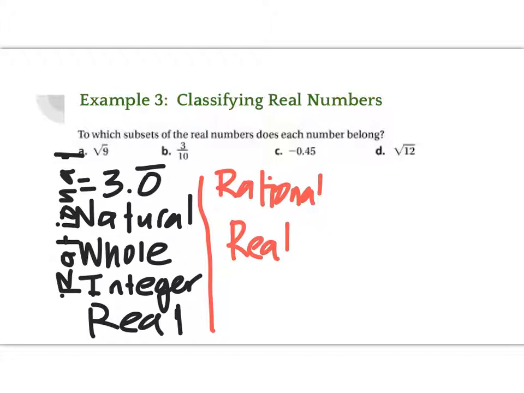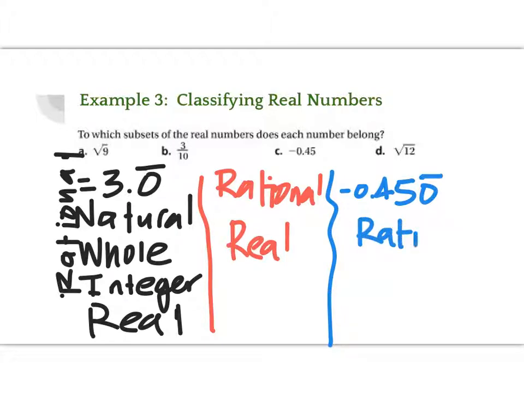What about negative 0.45? Well, negative 0.45 actually has a repeating decimal at the 0, so it's rational. However, decimal numbers like fractions are not natural numbers, they're not whole numbers, and they're not integers. So again, it's rational because it is fractional or decimal, and it's real.